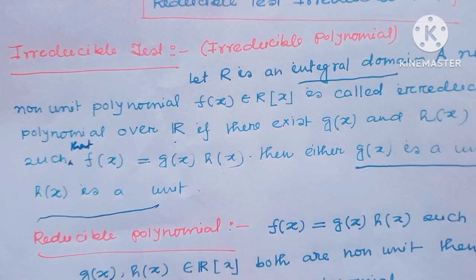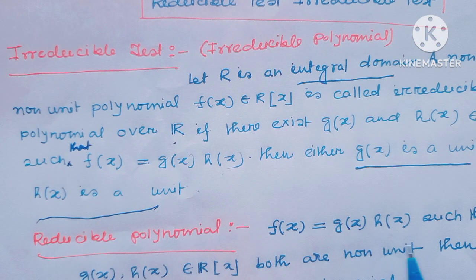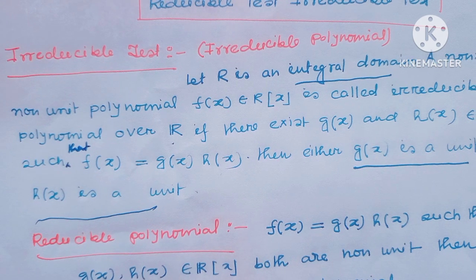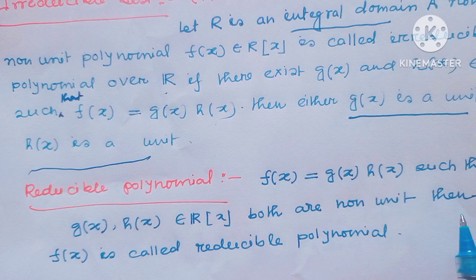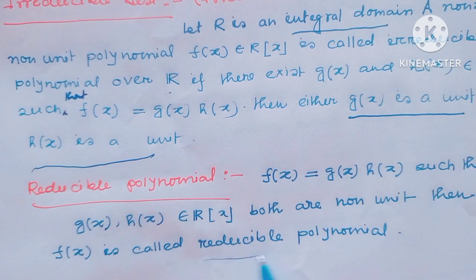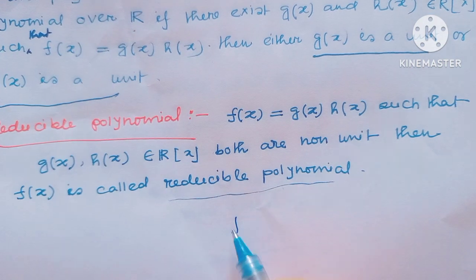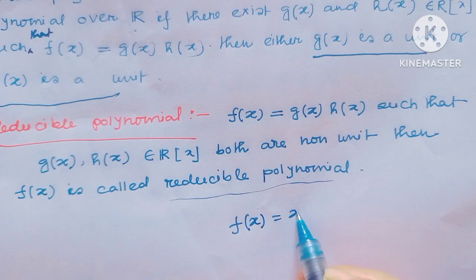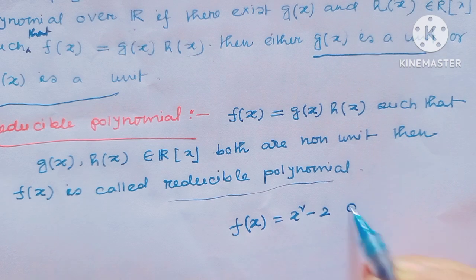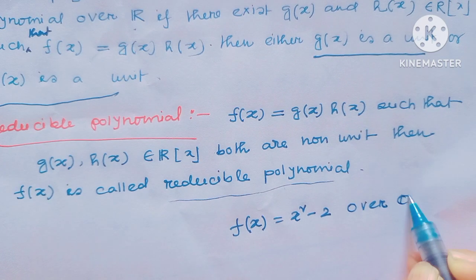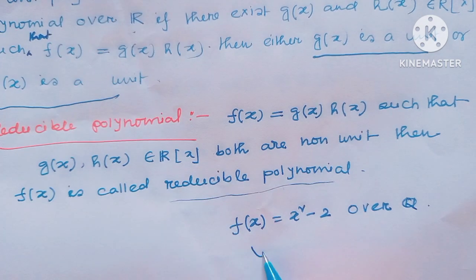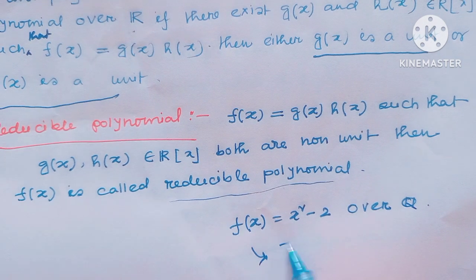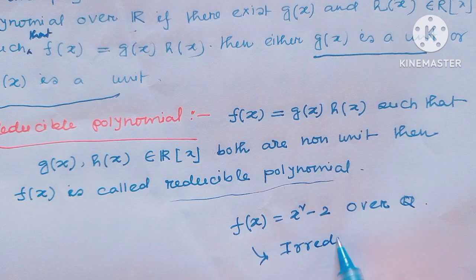And reducible polynomial means f(x) equals g(x) times h(x), such that g(x), h(x) belong to R[x] and both are non-units. If both polynomials are non-units, then f(x) is called a reducible polynomial. Take f(x) equal to x square minus 2 over Q. Over Q, we can tell f(x) is not reducible. That means f(x) is an irreducible polynomial.